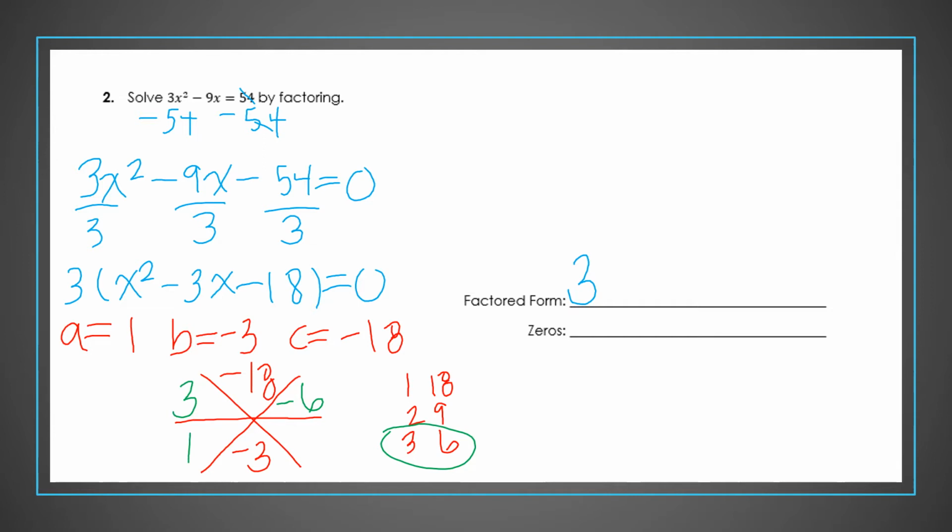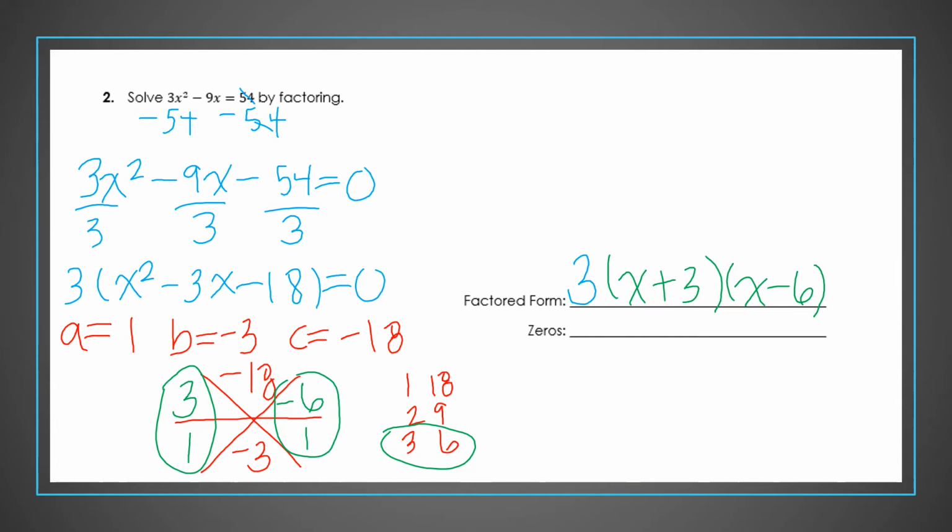We're now going to divide them each by the a value, which is 1, and we're going to try to simplify, which they don't. So we're now ready to do bottoms up. 3 over 1 means x plus 3, and negative 6 over 1 means x minus 6. So your factored form is 3 times x plus 3 times x minus 6. Remember that it is okay to write them in the opposite order, so you could do 3 times x minus 6 times x plus 3.